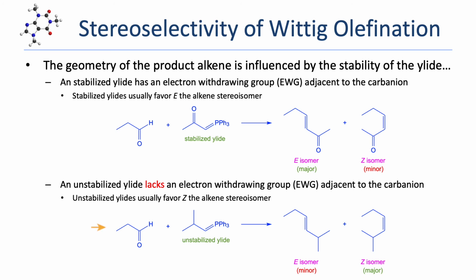In the second example, we see propanal reacting with an unstabilized ylide, an ylide that lacks an electron withdrawing group adjacent to the carbanion. Again, the reaction proceeds to give the product as a mixture of stereoisomers. Wittig reactions using unstabilized ylides typically greatly favor the Z stereoisomer. The reasoning behind why product stereochemistry is so greatly influenced by the stability of the ylide is complex and beyond the scope of this lesson.